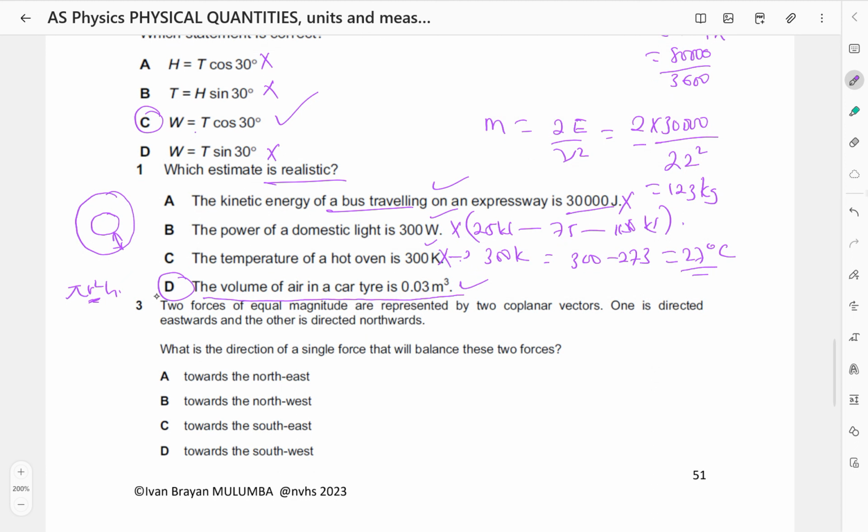Two forces of equal magnitude are represented by two coplanar vectors. One is directed eastwards.